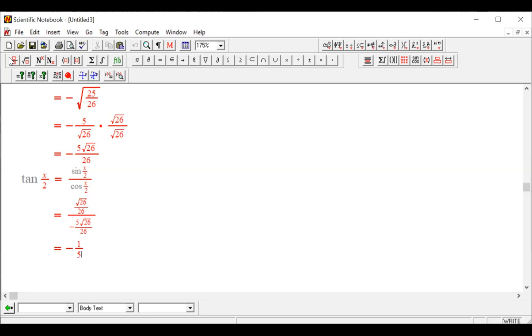So these are the 4 cases for this kind of question, where the terminal side terminates in quadrant 1, 2, 3, 4, and when sine is given.